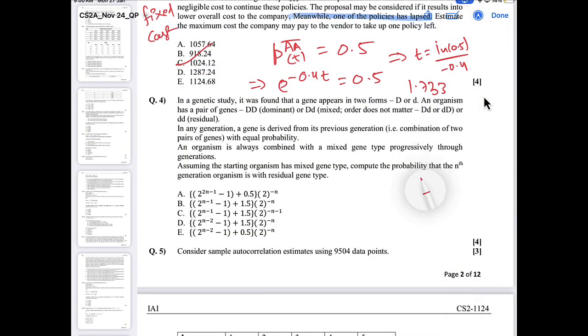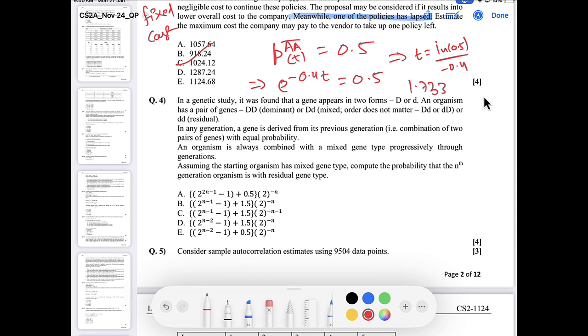Okay, now let's look at this next question, which is again a Markov chains question, and there is a typo in this question. So I'll tell you what the typo is. In a genetic study, it was found that a gene appears in two forms, capital D or small d. An organism has a pair of genes which can be dominant, which is double capital D, mixed, which can be one big D, one small d, and then residual, which is two lowercase d's.